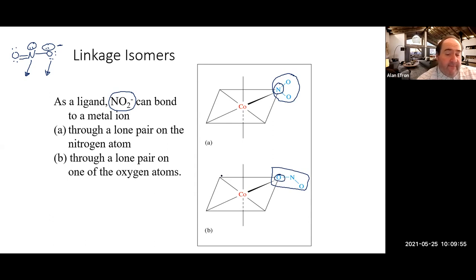Obviously, this gives us some different properties as well, because in one case we have a cobalt-oxygen bond, and in the other a cobalt-nitrogen bond. But overall, everything else is pretty much the same. It's just the way it links in, hence the name linkage isomer in terms of that particular ligand. Any questions on linkage isomers?